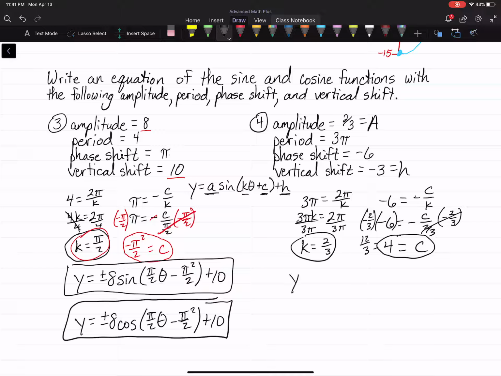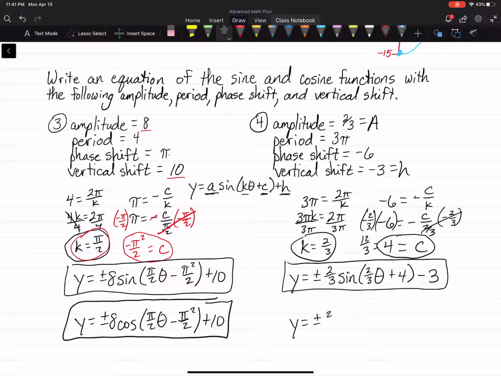And so now we have all the letters we need. Y equals plus or minus, amplitude was 2/3 times the sine of K, which is 2/3 as well, theta, plus 4 is my C, and then finally my H is minus 3. And then to do the cosine equation, you just do the same thing, but you write cosine. Like I said, most of the time you don't have to do both cosine and sine at the same time. The directions of your problem will just tell you which one to use.